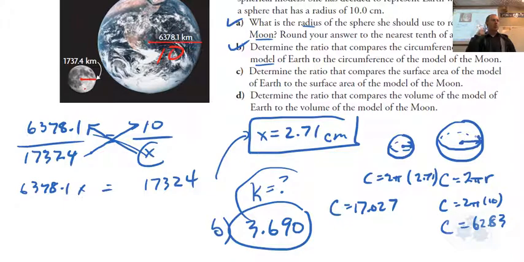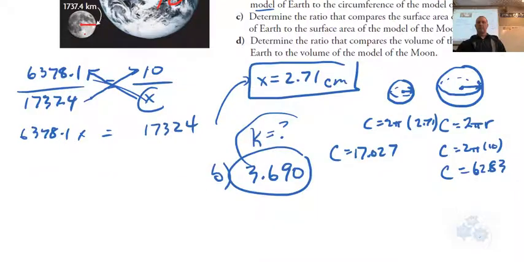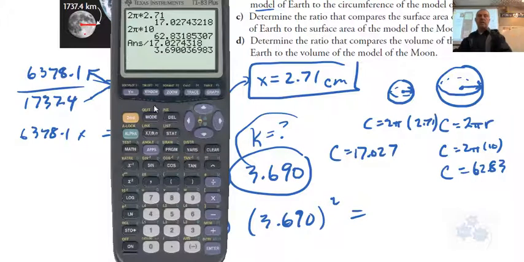Who did this question and would be able to comment on this? Did anyone use that as the scale factor right there? No? Okay. Well, what about this then? If this is the scale factor, circumference to circumference, which is one dimension, so it should be okay. So what if we did 3.690 squared, because we're talking about areas.